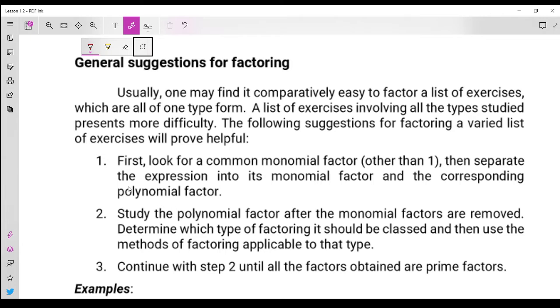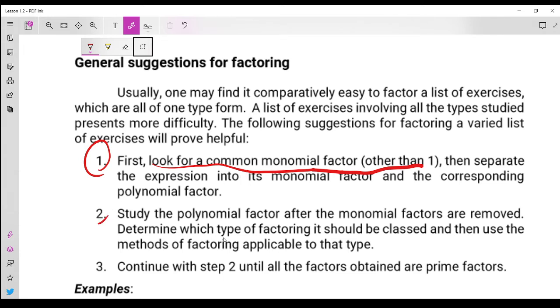So the first thing that we're going to do is look for a common monomial factor other than 1, of course. This is the first factoring that we've discussed. So find a common factor, and if we have a common factor, extract out that common factor, and what's left is another polynomial factor which we're going to factor again if it's still factorable.